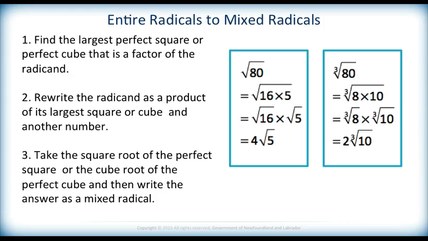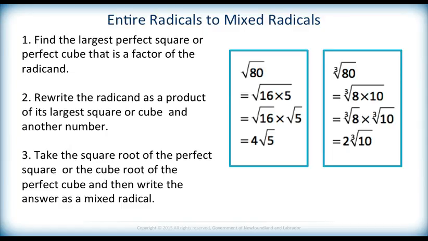Well, how do we go from an entire radical to a mixed radical? First, find the largest perfect square or perfect cube that is a factor of the radicand, which is the number underneath the radical symbol. Next, rewrite the radicand as a product of its largest square or cube and another number. Third, take the square root of the perfect square or the cube root of the perfect cube, and then write the answer as a mixed radical.